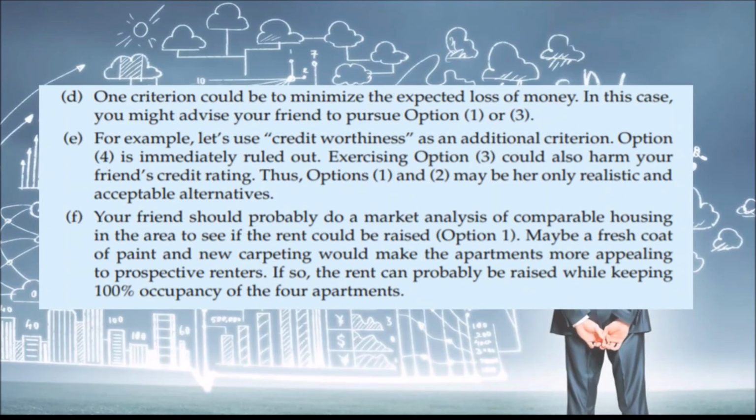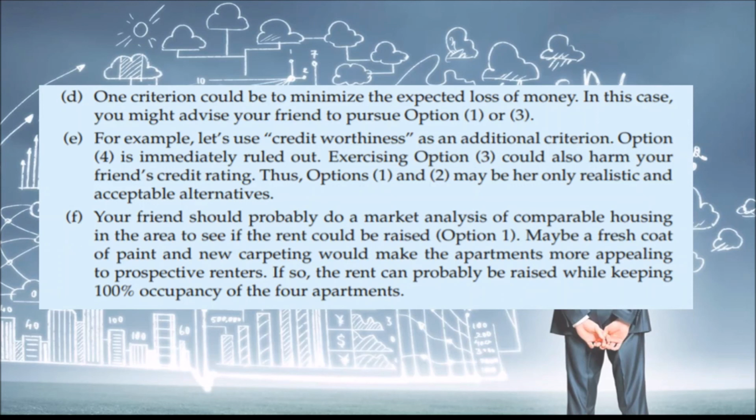For solution to letter D, one criterion could be to minimize the expected loss of money. In this case, you might advise your friend to pursue option 1 or 3. Solution to letter E, for example, let's use credit worthiness as an additional criterion. Option 4 is immediately ruled out. Exercising option 3 could also harm your friend's credit rating. Thus, options 1 and 2 may be her only realistic and acceptable alternatives.